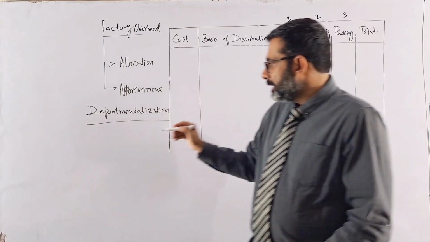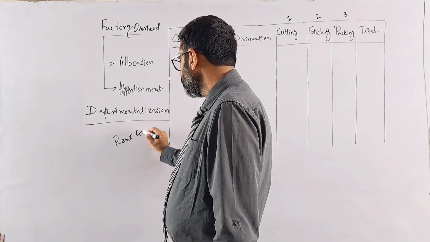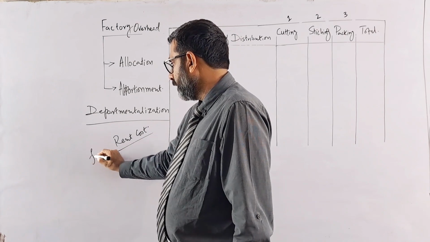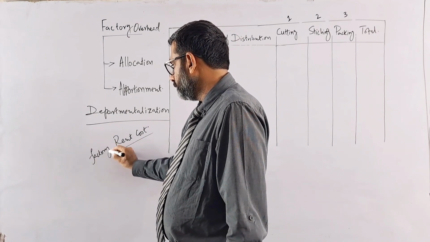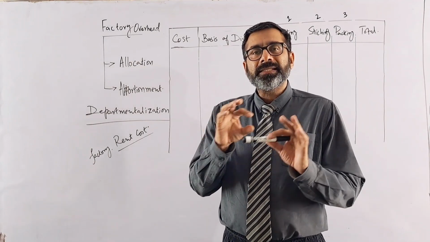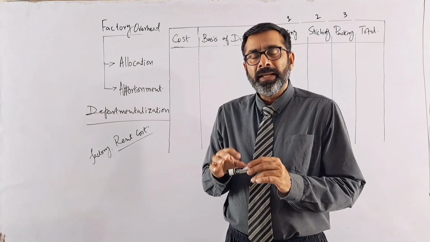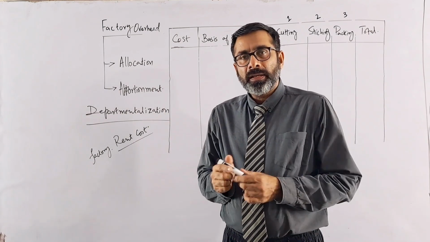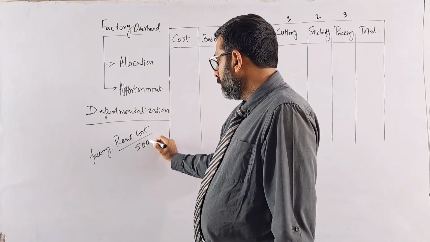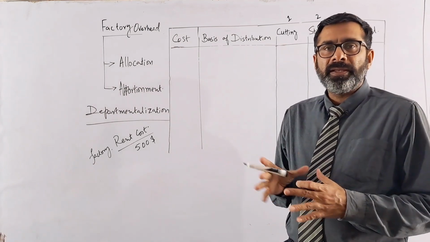I just take a simple example, like if there is a rent cost. Obviously, we are talking about the rent cost of the factory. Now, there's a possibility that the factory has 2, 3, 4 portions or 2, 3 different departments, and this rent is for the whole factory. We just assume that this rent is $500. So this is what? This is the rent of the factory.